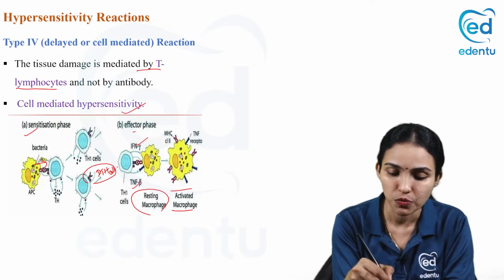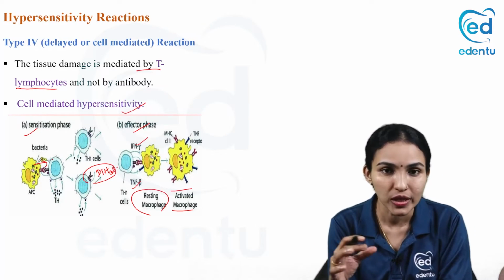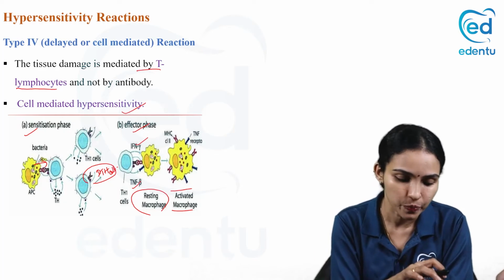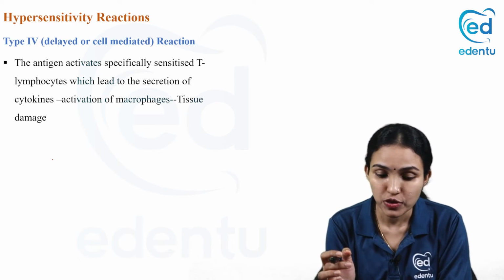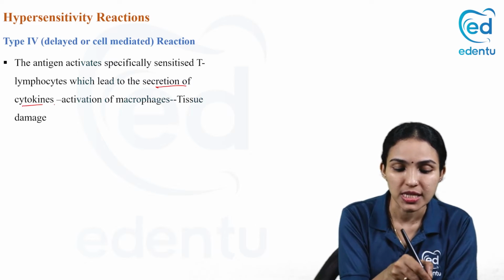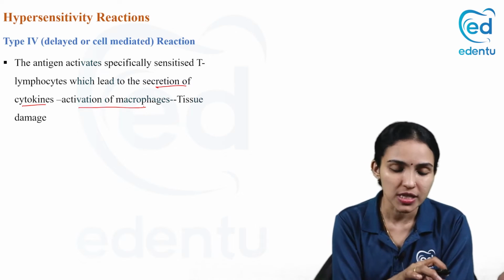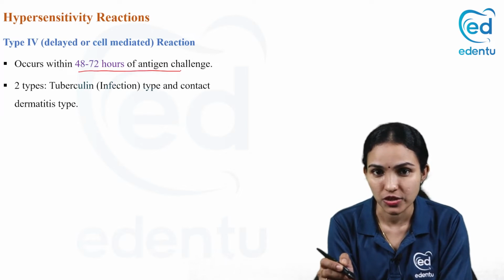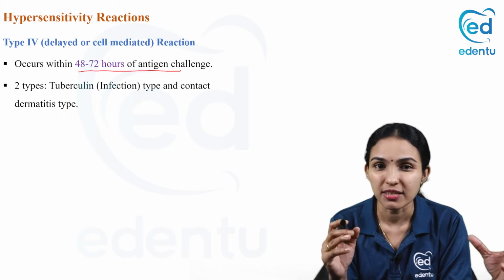So there is a sensitization phase and there is an effector phase, but it's mediated by the T helper cells. And the final sequelae of this reaction is activation of macrophages, that is what is responsible for the tissue damage. So the antigen activates specifically sensitized T lymphocytes, which leads to secretion of cytokines. It is actually the cytokines like interferon gamma and TNF beta which cause activation of macrophages and tissue damage. This occurs within 48 to 72 hours of antigen challenge, hence delayed, because if it's an already sensitized host and you give the antigen for the second time, after 48 to 72 hours you will get an erythema and induration.